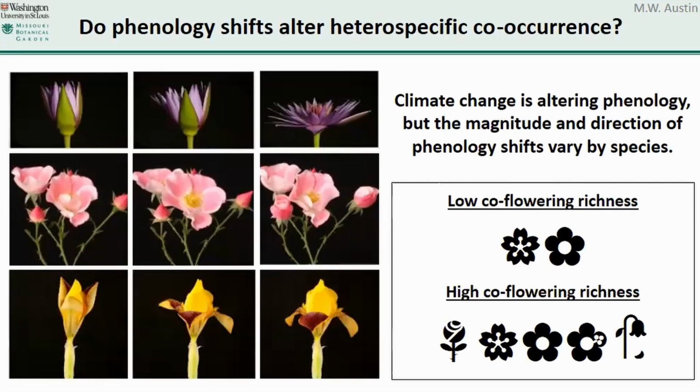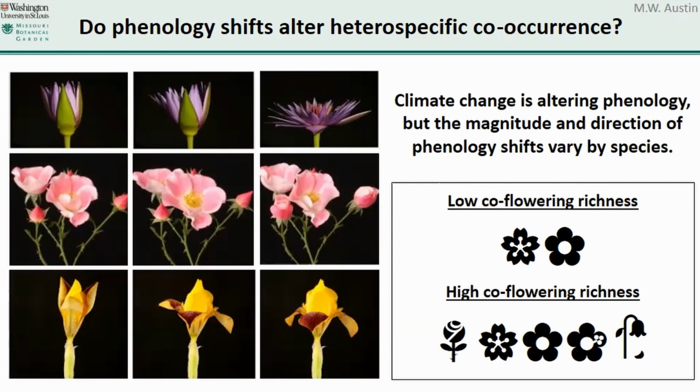When I became interested in exploring the effects of the environment on co-flowering richness, I became interested in whether changes to flowering time that are being induced across taxa by climate change might affect levels of co-flowering. In other words, we know that one of the most ubiquitous ecological effects of a changing climate are changes to flowering time. However, not all species are changing their phenology in the same way. There's a high degree of interspecific variation in both the direction and magnitude of flowering phenology changes.